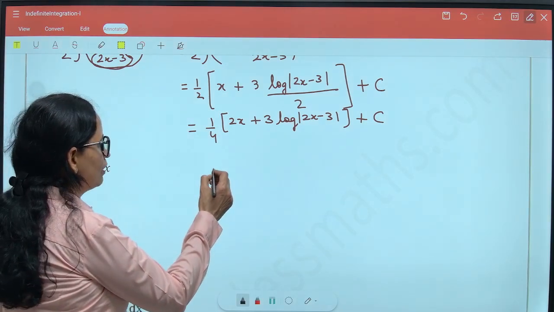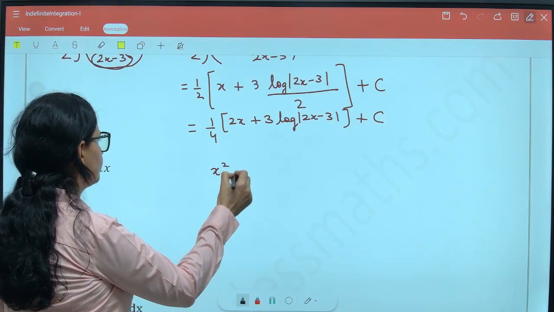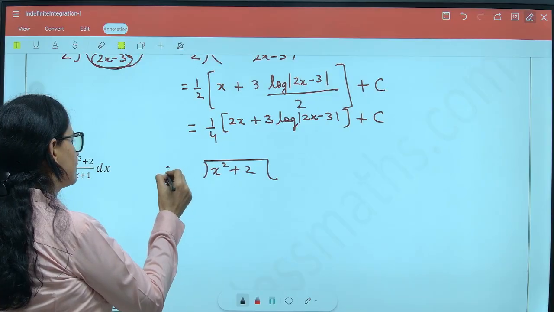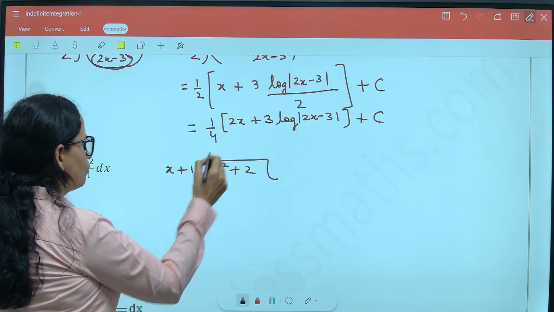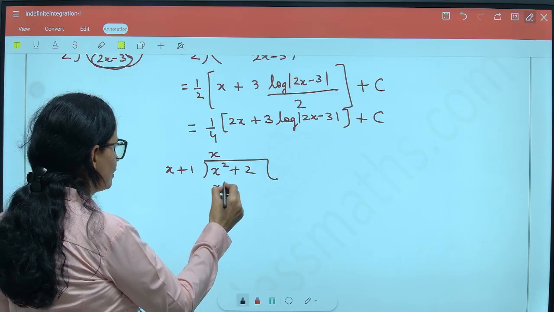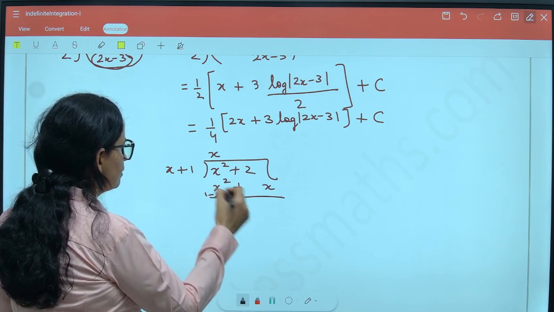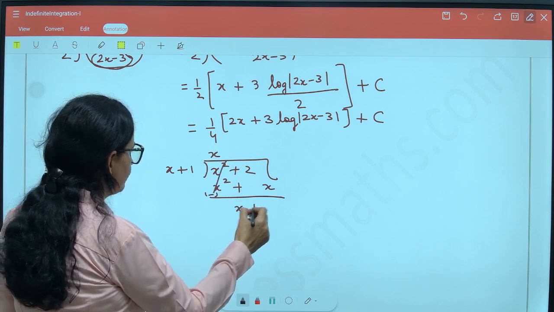So let's do long division and then we'll see how to do it using Vedic maths also in a faster way. X square plus 2 and this is x plus 1. So when you do division, this is x, so it is x square plus x. Now this minus, this gets cancelled and we have x plus 2 left out.